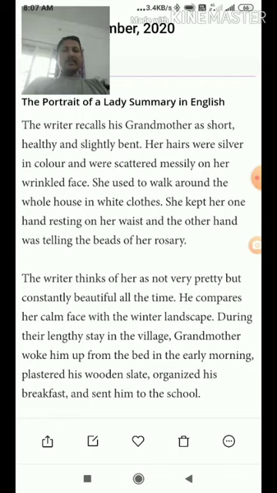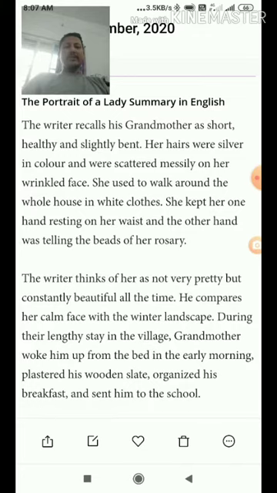The writer thinks of her as not very pretty but constantly beautiful all the time. The writer Khushwant Singh thinks of his grandmother as not very pretty but constantly beautiful all the time. He compares his grandmother's calm face with a winter landscape.